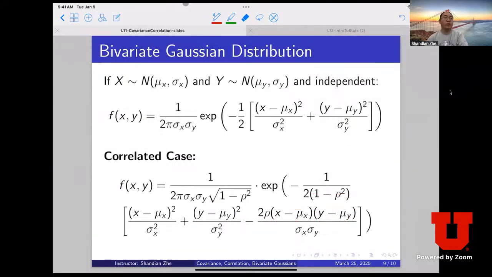Okay, any question regarding the general form of the bivariate Gaussian distribution PDF? Again, you don't need to memorize that, but you need to realize that when two Gaussian random variables are dependent, the joint PDF has to include the correlation coefficient.